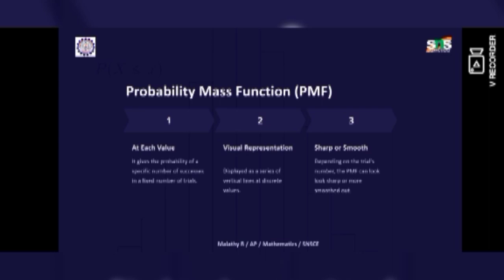Visual representation displays a series of vertical lines at discrete values. Depending on the number of trials, the PMF can look sharp or smooth. So as the number of trials increases, it will look like a sharp bell. When the number of trials decreases, it looks like a smooth bell. So that is the difference between sharp and smooth bell based on the number of trials.